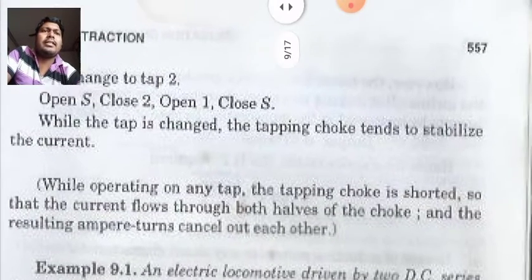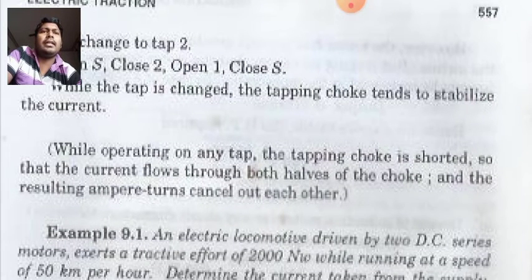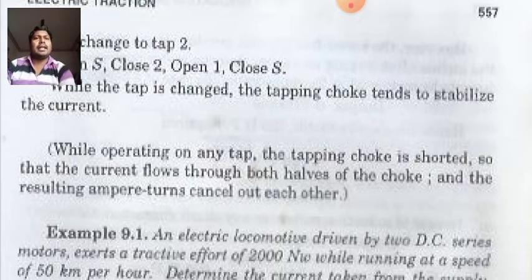While the tap is changed, the tapping choke tends to stabilize the current. While operating on any tap, the tapping choke is shorted, so that current flows through both halves of the choke and the resulting ampere turns cancel out each other.